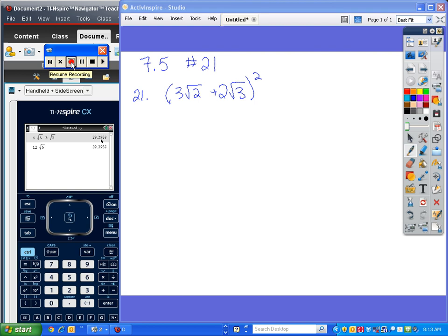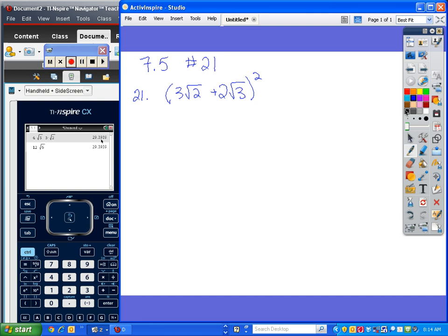On your homework, we've got 3 square root of 2 plus 2 square root of 3, all squared. Whenever we have something squared, we know that means rewrite it and multiply it by itself. So the first step is to rewrite this as 3 square root of 2 plus 2 square root of 3 times 3 square root of 2 plus 2 square root of 3. Squared simply means you multiply it by itself.